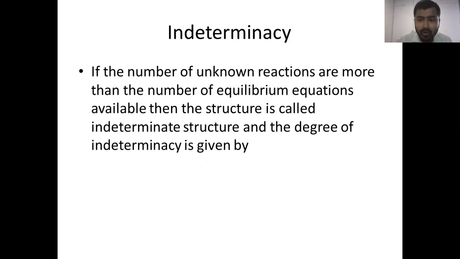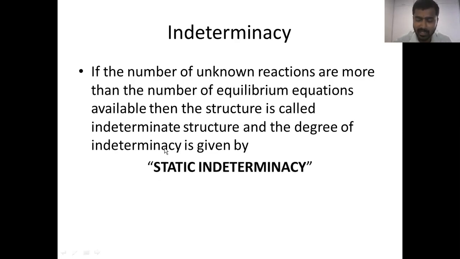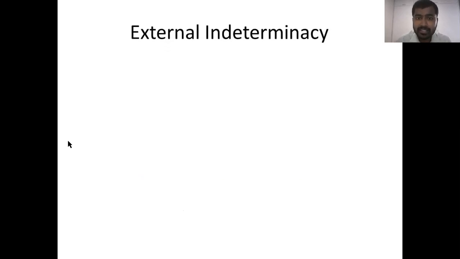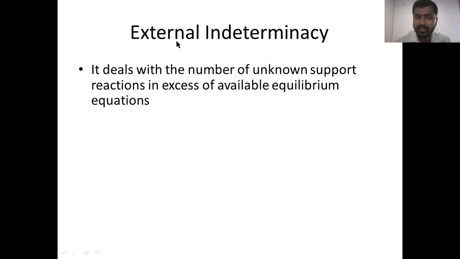And the degree of indeterminacy is known as static indeterminacy. This static indeterminacy has been divided into 2 types. One is external indeterminacy, the second is internal indeterminacy. Now let us go with external indeterminacy. What is meant by external indeterminacy? The word itself tells us external, which means that we have external forces. The external reactions which develop on a structure give rise to external indeterminacy. The same thing is given here. Fine. Now if you see, it deals with the number of unknown support reactions in excess. Please be careful.